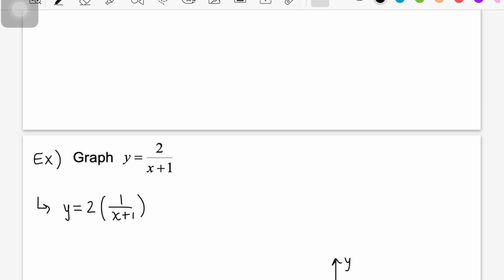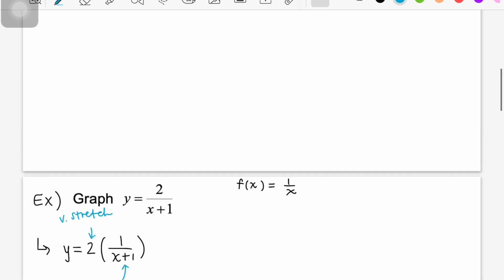And when doing so, we can clearly see that this is going to be a translation of our reciprocal function, 1 over x. So we can clearly see that this tells us we're going to shift the graph 1 unit to the left and then vertically stretch it by a factor of 2.